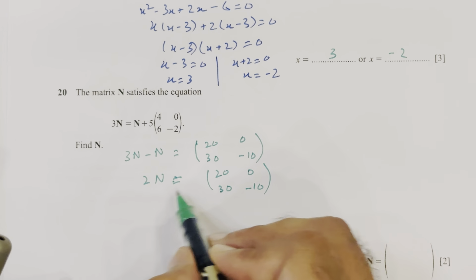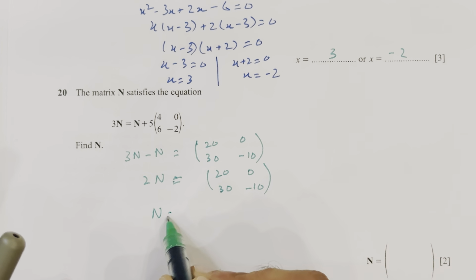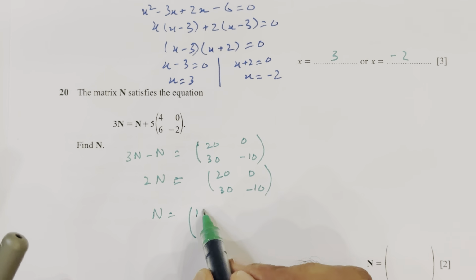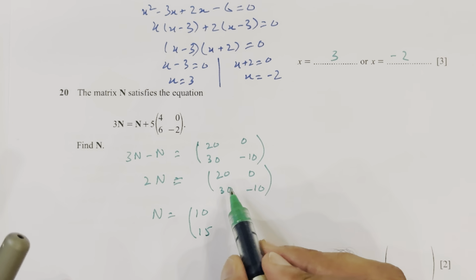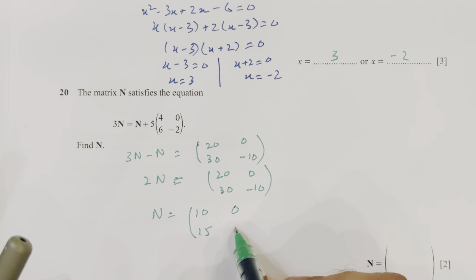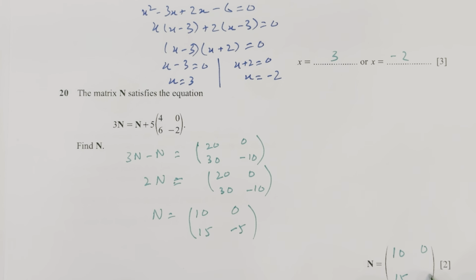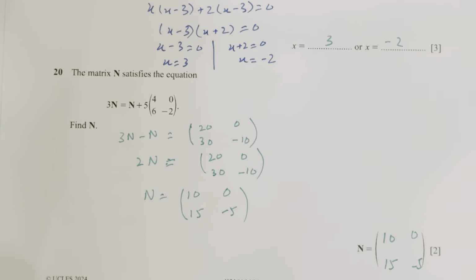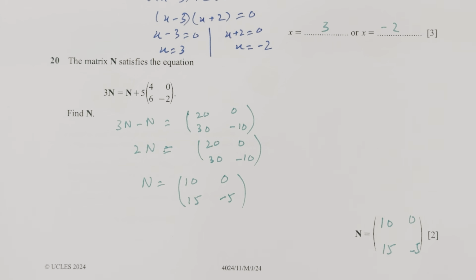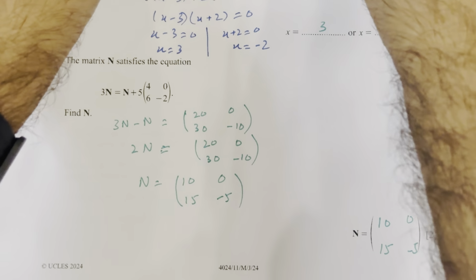If 2 is multiplying over here, then 2 is going to divide over there. 20 divided by 2 would be 10, 30 divided by 2 would be 15, 0 divided by 2 would be 0, minus 10 divided by 2 would be minus 5. So this is our final answer for the value of n, that is 10, 0, 15, minus 5. So this was the simplest question from the topic of matrix. Moving to question number 21.